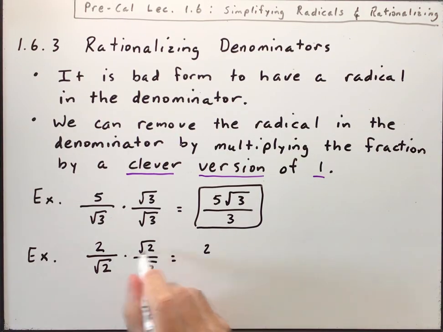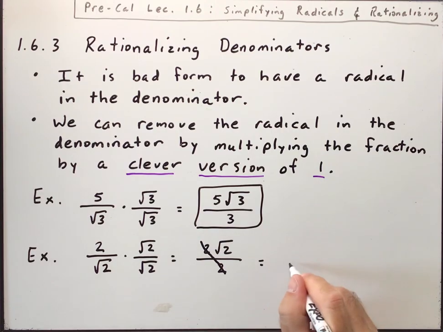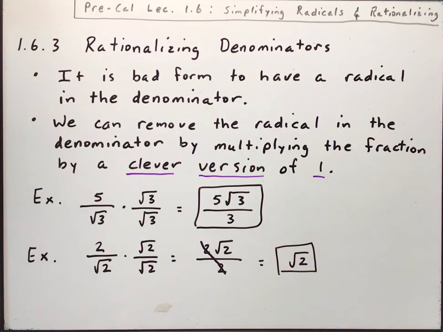So this would be 2 times root 2. Of course, you're multiplying here. And root 2 times root 2, the radical lifts, and you just have 2. This one even has a further simplification, though. The 2's cancel. So this simplifies all the way down to root 2. Pretty cool.